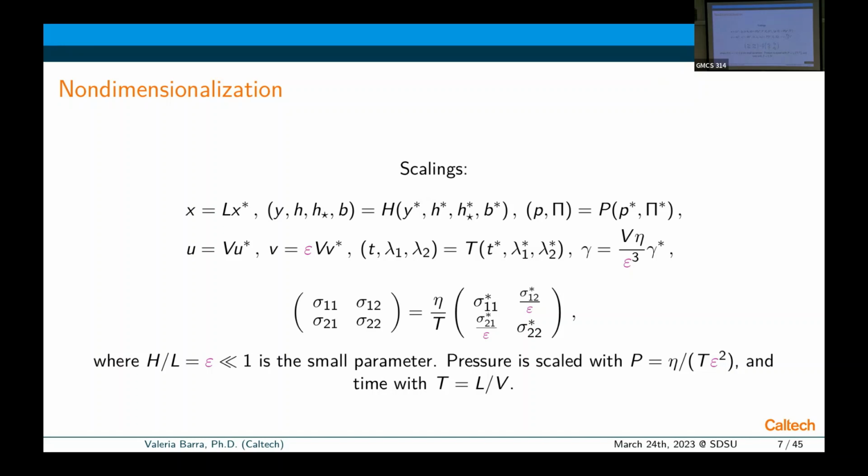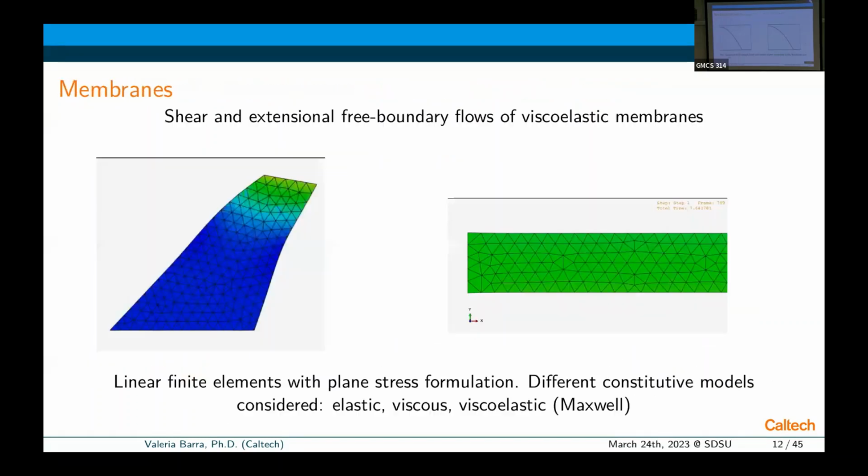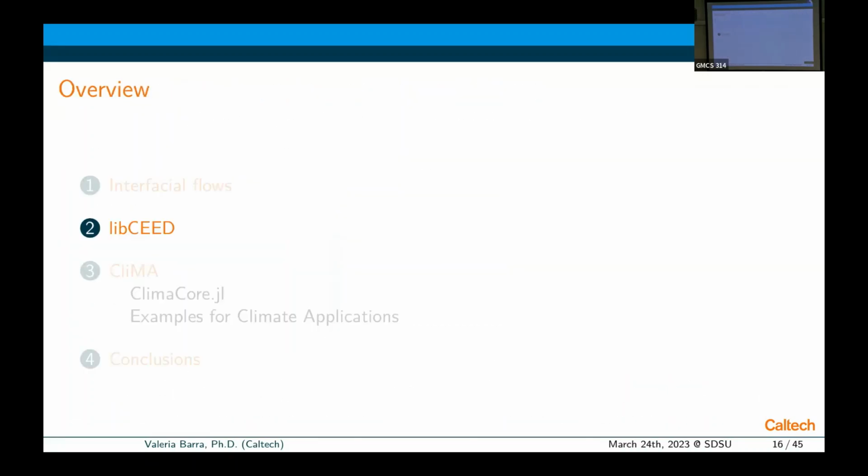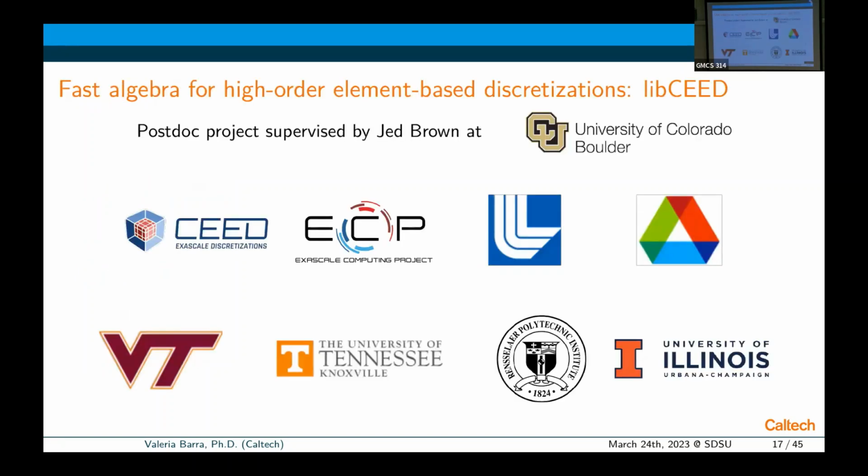Okay. I think I can move on to the next part. So the next part is my postdoc project. For my postdoc, I was part of a very large collaborative consortium project. I was at the University of Colorado at Boulder, supervised by Jed Brown, and our project was really a multi-institution consortium project between several national labs and universities.